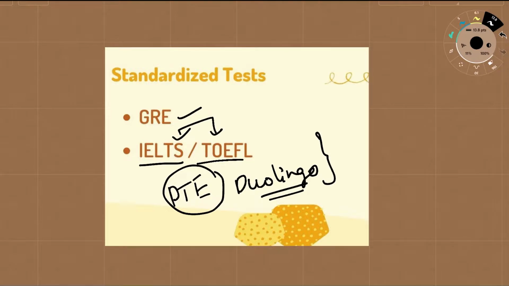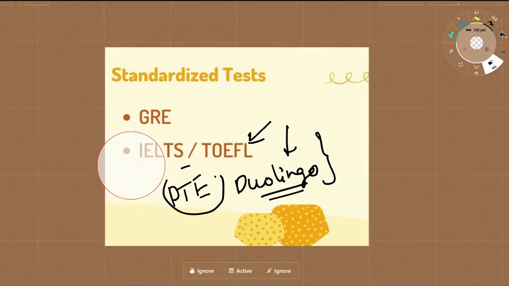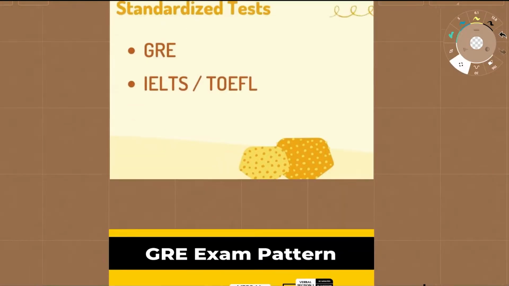I get this question a lot: should I write Duolingo or should I write TOEFL? Again, it depends on your university and what your university accepts. But my suggestion would be to go with IELTS because this is a universal English proficiency exam. We'll come to this again, but there are two types of IELTS: the academic version and the general version. We have to go with academic because we're pursuing masters. So with this out of the way, let's go to the next step.